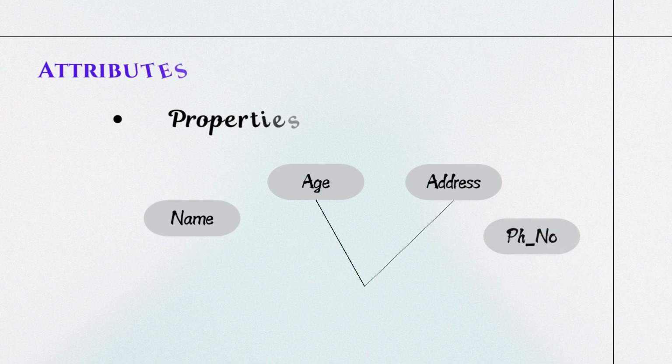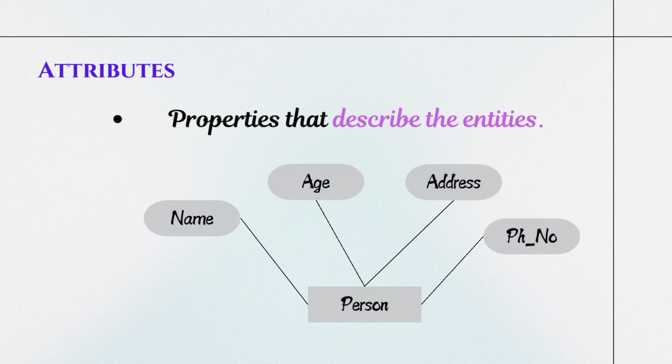Next, let us see what attributes are. Attributes are properties that describe the entities. For example, if I have an entity person, the properties that would describe this particular entity would be name, age, address, phone number, etc. So these are called the attributes of this entity. In our further videos, we will learn about each of the symbols that we have used here and also all the other symbols that we use in the ER diagram.